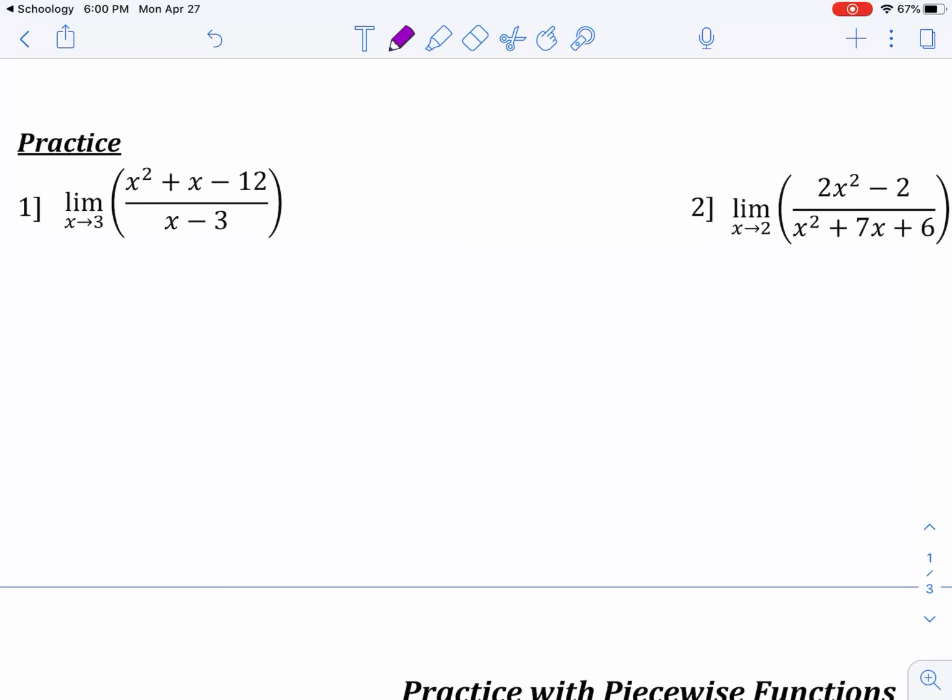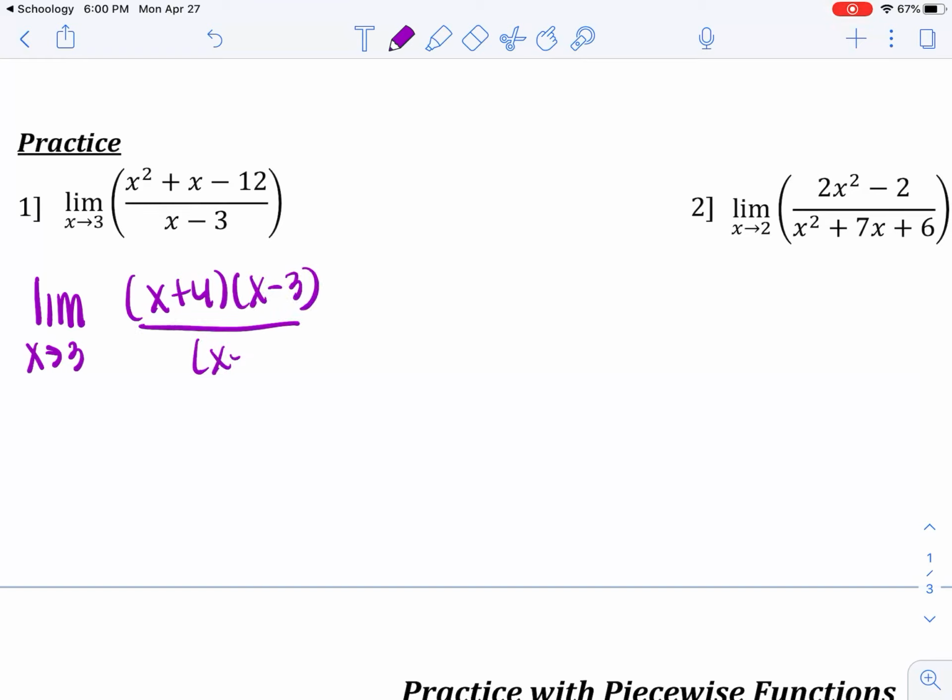All right, direct substitution: if I plug in a 3 in the denominator, I get 0, so that's not going to work. So I need to try to simplify this. So this is x plus 4 times x minus 3 over x minus 3. The x minus 3's cancel. The limit as x approaches 3 of x plus 4. Plug in a 3 and I get 7.